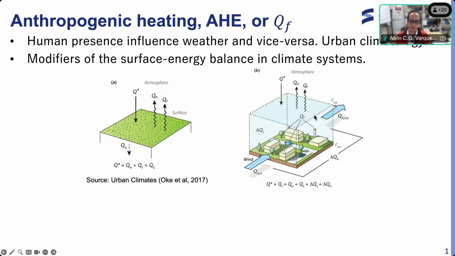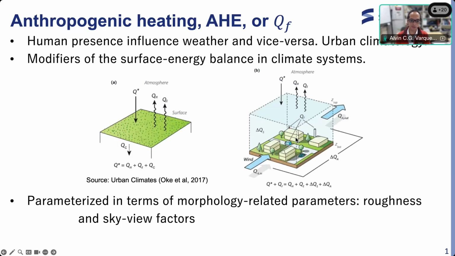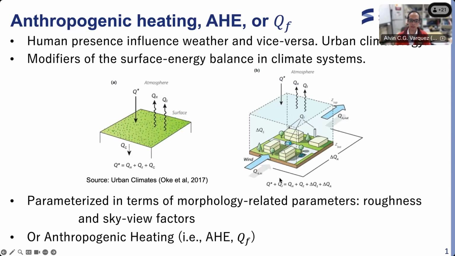And these conditions of the cities, we can parameterize in terms of their morphology, the presence of buildings, or the roughness that can affect how the winds flow or how the energy is transferred from above to the surface and back. Now, in this energy balance model, there's an added source of energy, and that is what we call the anthropogenic heat.